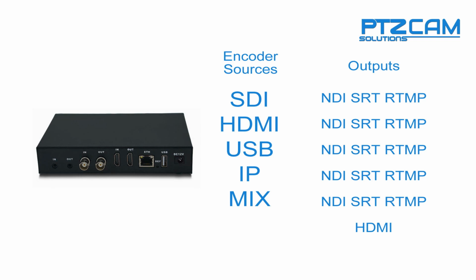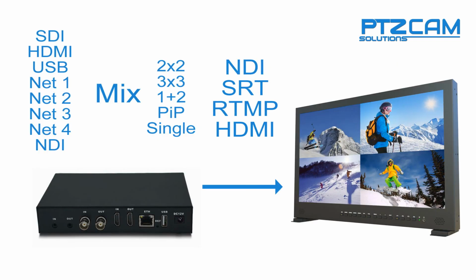And/or, each of these could be SRT, and/or, each of these could be RTMP. And then the mix, we can output via HDMI. We can also output any one of these sources individually by HDMI as well. And then, in the next slide, we cover the different sources for mix.